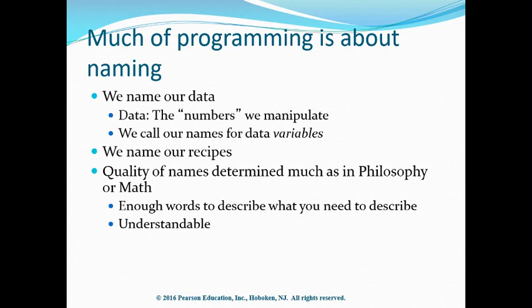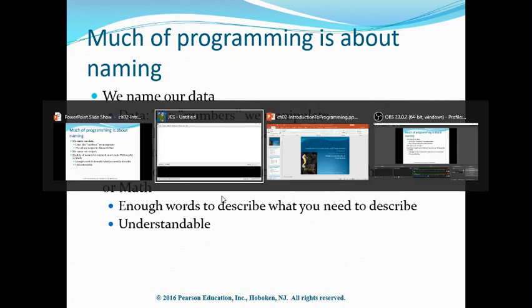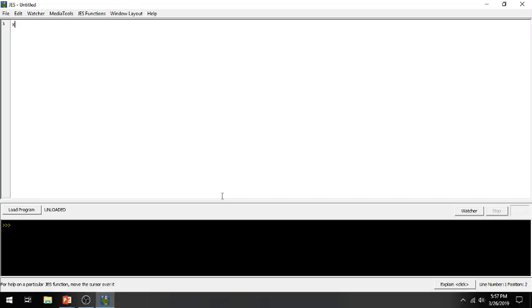So much of programming is about naming. We have to name our data. Data is the numbers that we manipulate, and we call our names for data variables, right? We've all done some math, where perhaps we have y equals x plus 2, for example, and we know that y and x are called our variables.